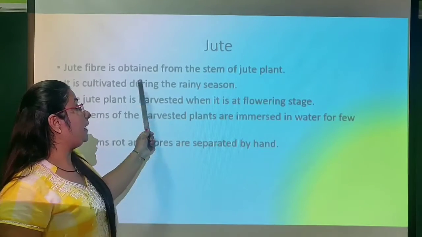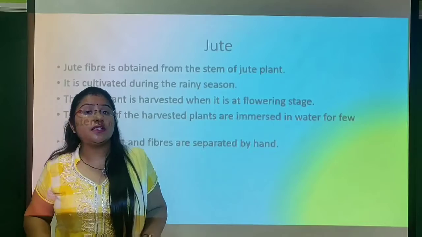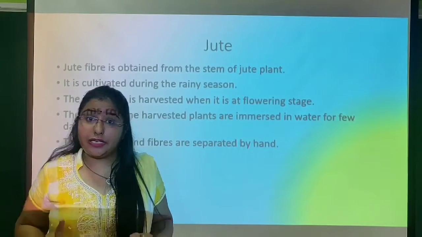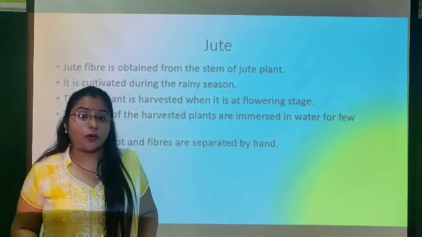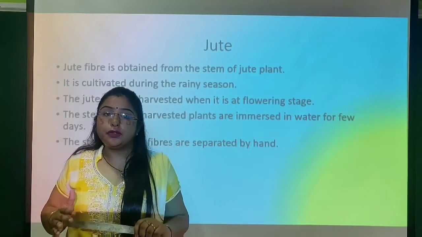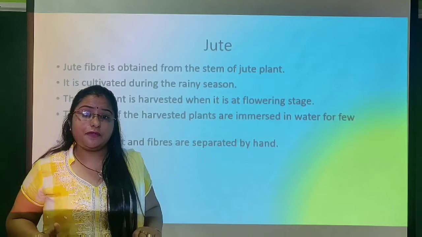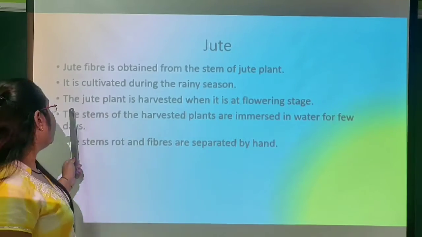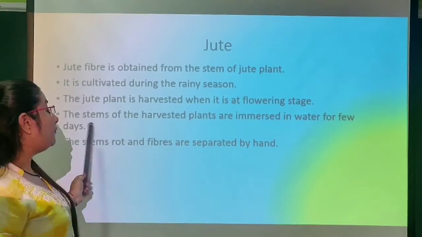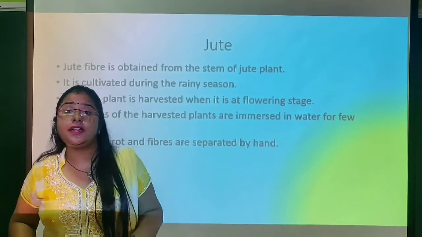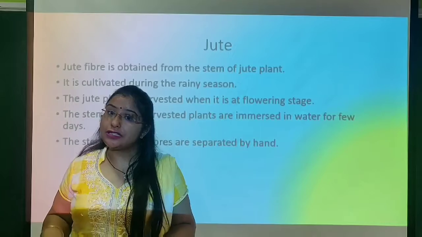It is cultivated during the rainy season. When we get the jute, we will get it in a rainy season. The jute plant is harvested when it is at the flowering stage. When it grows up to the flowering stage, then we will harvest it, means cut it. Then the stems of harvested plants are immersed in water for a few days. The plant which we harvested, then we will put in water for some days.